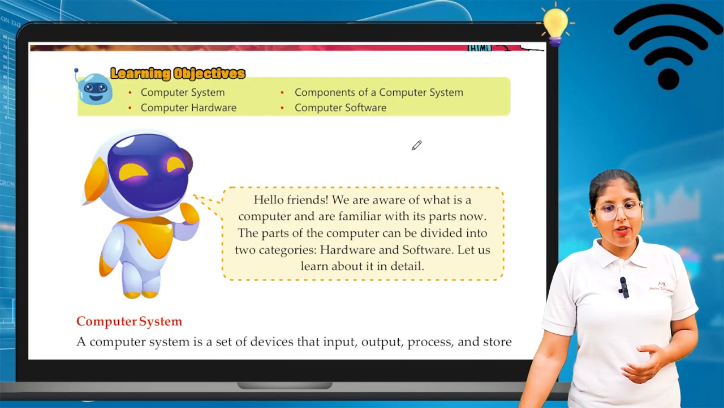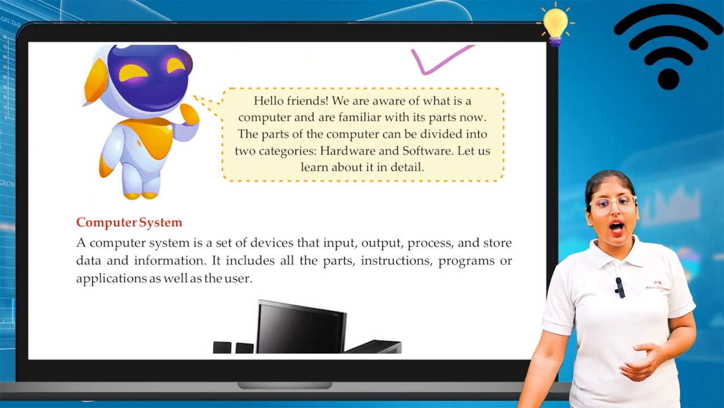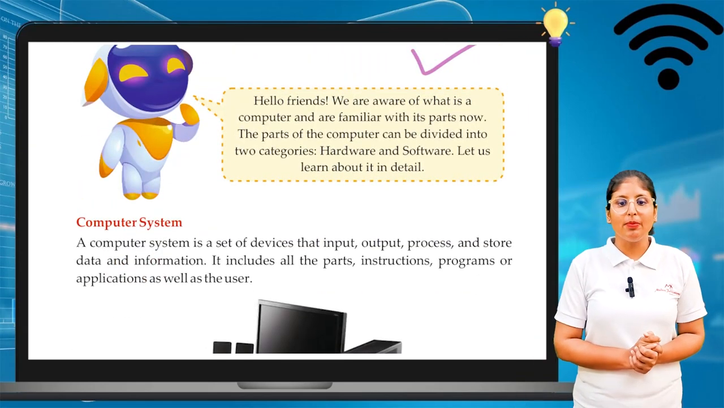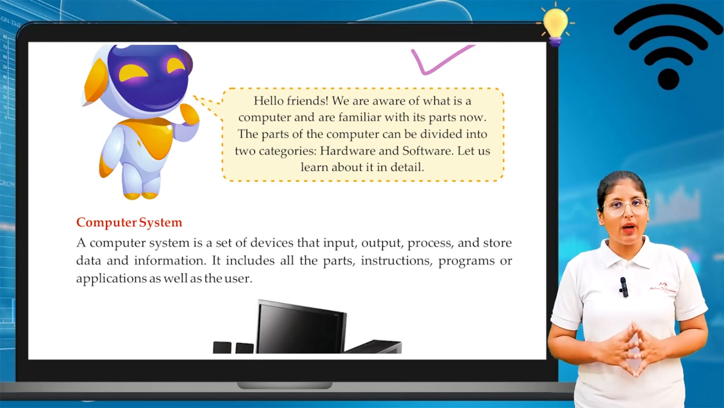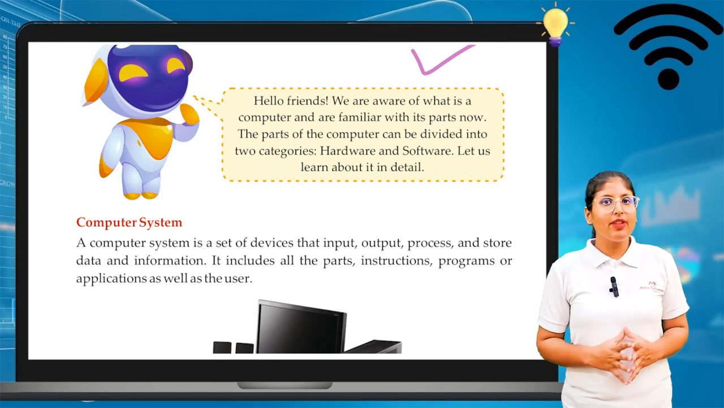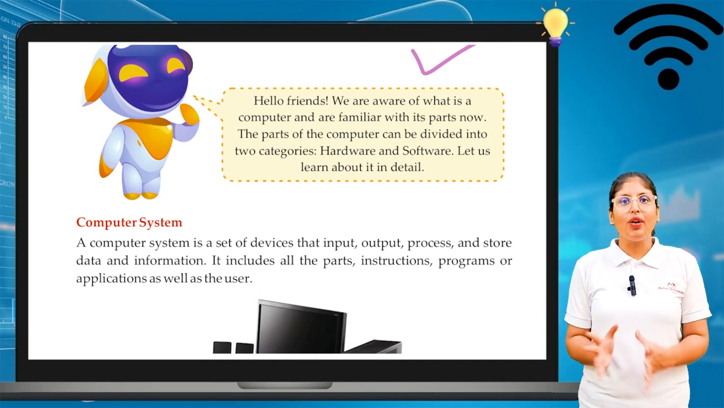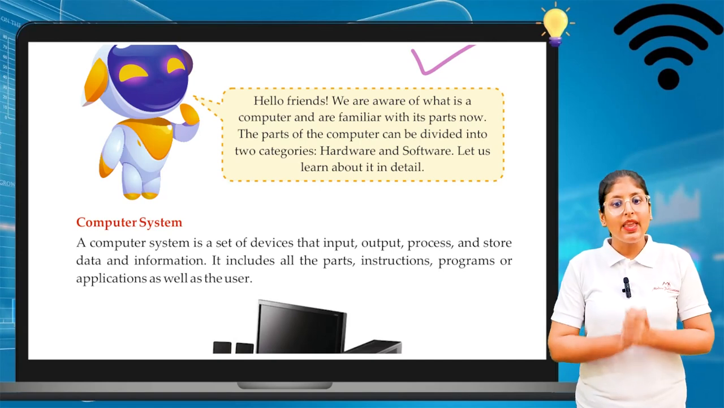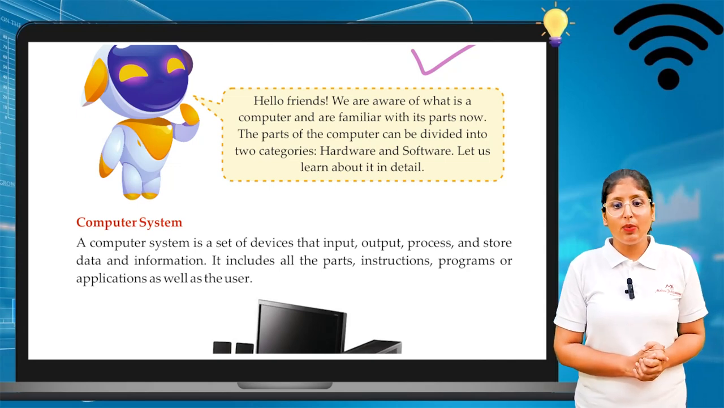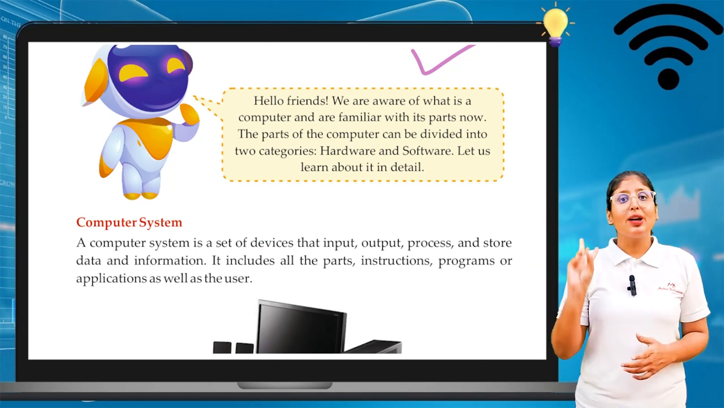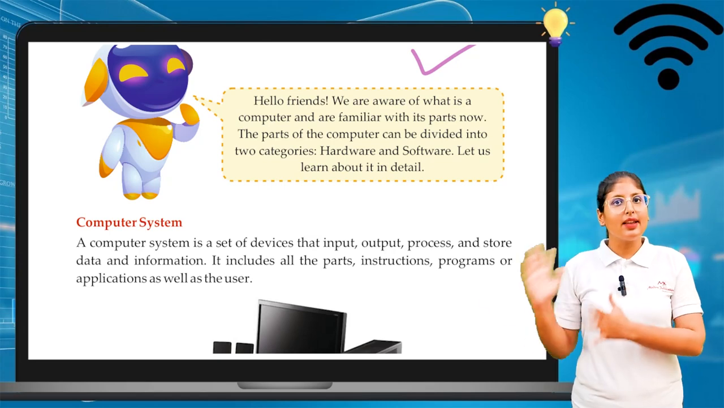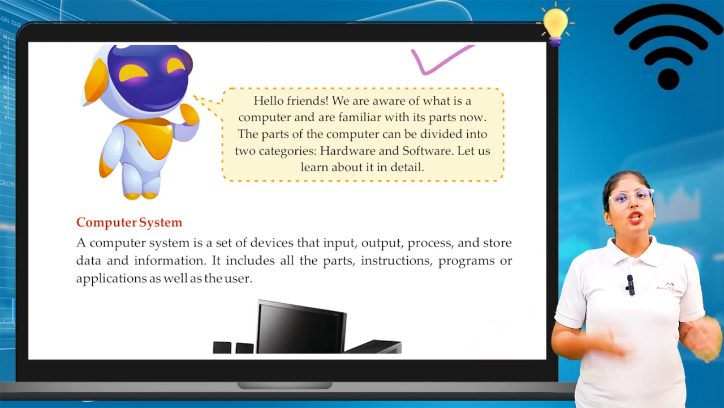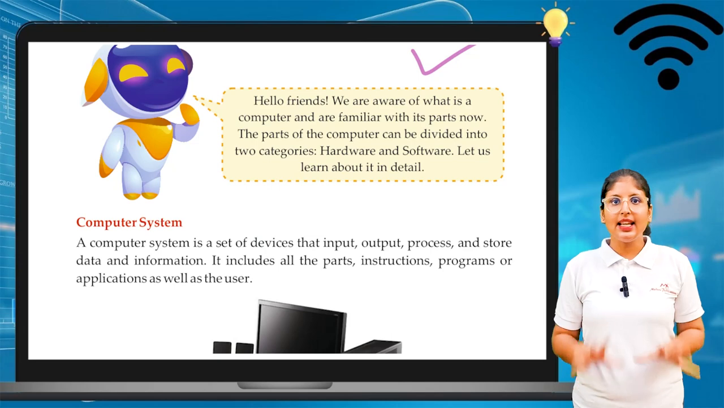So, hello friends, we are aware of what a computer is and are familiar with its parts now. We know already from the previous class about the computer and its parts. The parts of a computer can be divided into two categories: hardware and software. So let's see these things in detail in this chapter.